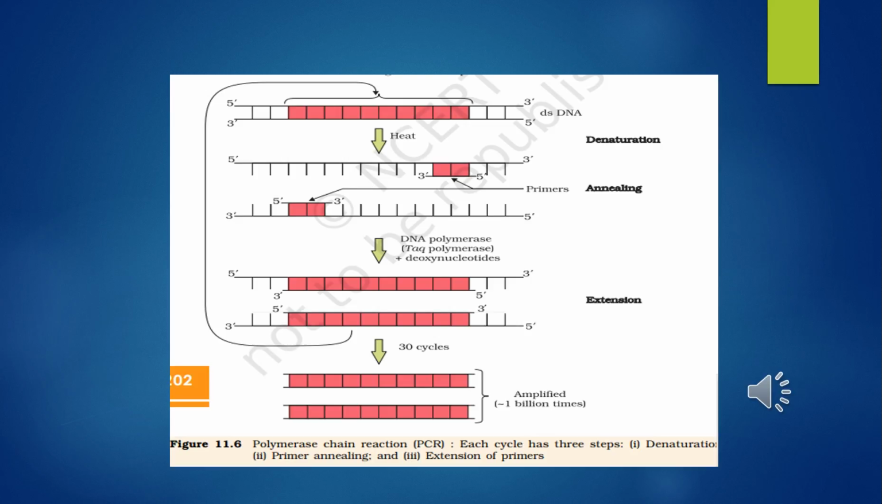So what are the applications of PCR? First is detection of pathogens. PCR is being used in the detection of HIV, virus of AIDS, etc., diagnosis of specific mutations. It's used in DNA fingerprinting, and it's used in prenatal diagnosis. It's useful to detect genetic diseases in fetus before birth, and it's used in paleontology.